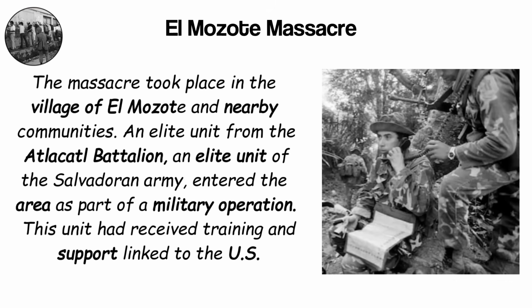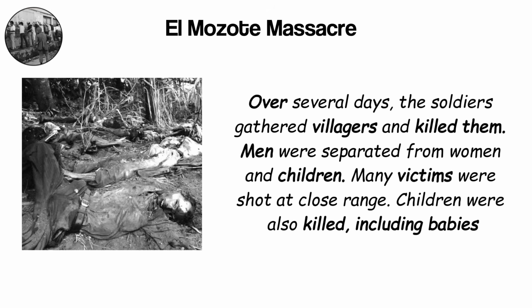An elite unit of the Salvadoran army entered the area as part of a military operation. This unit had received training and support linked to the United States. Over several days, the soldiers gathered villagers and killed them. Men were separated from women and children. Many victims were shot at close range. Children were also killed, including babies.